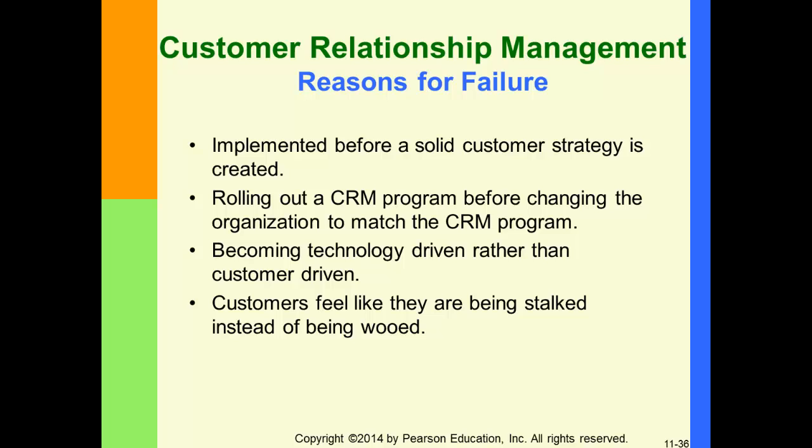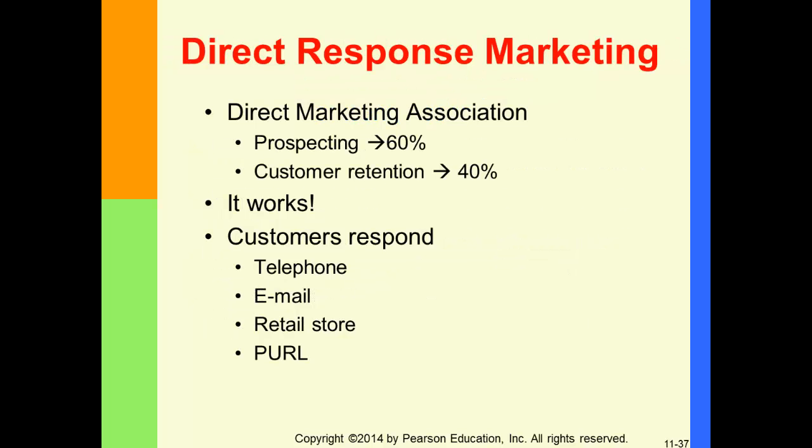Research has shown four primary reasons CRMs essentially fail. Programs were implemented before a solid customer strategy was created. Some of the programs rolled out before changing the organization to match the program, or the program didn't have enough technology to drive it. Customers felt like they were being stalked instead of being wooed and rewarded for being customers.